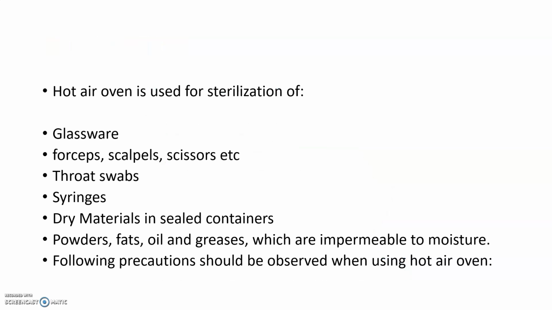Next is hot air oven. So in the case of the hot air oven, it is used for sterilization of glassware, forceps, scalpels, scissors, etc. Then throat swabs, syringes, dry materials in sealed containers, powders, fats, oil and greases which are impermeable to moisture. The following precautions should be observed when using hot air oven.